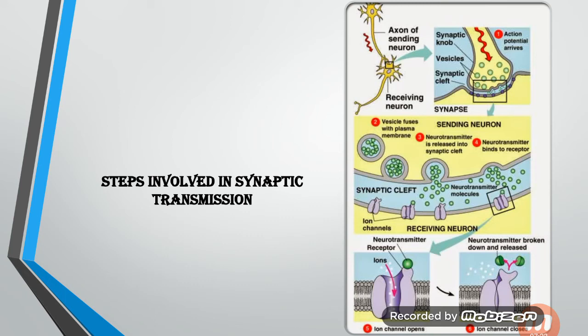First of all, an action potential arrives at the synaptic knob, which will open up the calcium channels in the presynaptic membrane. This causes the calcium ions to diffuse into the cell through the channels in the membrane. The calcium ions rush in. As the concentration of the calcium ions increases, synaptic vesicle moves towards the membrane.